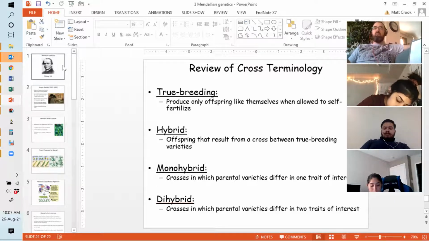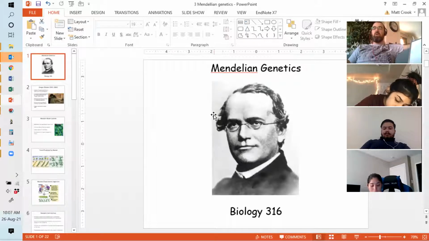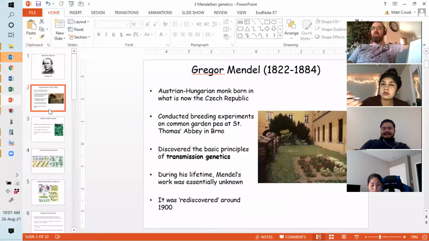Okay, so I'm going to go back to the beginning now. Mendel, smug looking chap. Wasn't too bad looking, to be honest. You know, if that's your kind of thing. Well, he was a monk, so that didn't do him any good whatsoever.